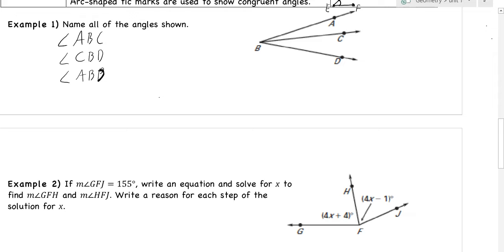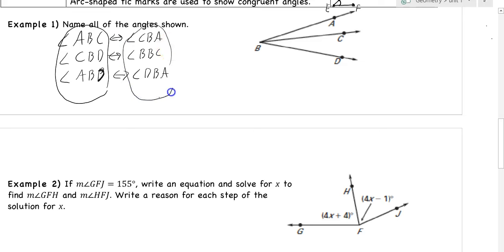Remember, the order doesn't matter, so if you put angle CBA, these two are the same angle. If you put angle DBC, these two are the same angle. We're not naming new angles, we're naming the same angle just with a different name. So there aren't 6 angles here, there's only 3 angles. We would either use these names or these names, not say, oh, there's 6 angles, here they all are.